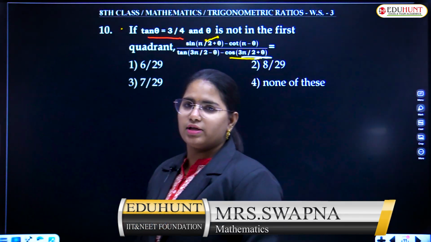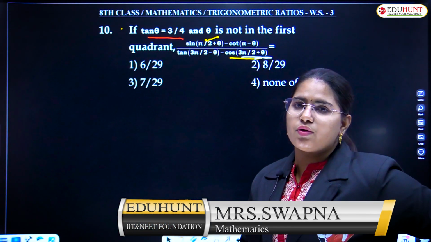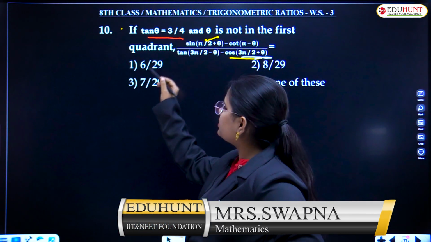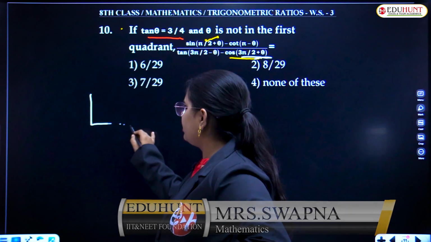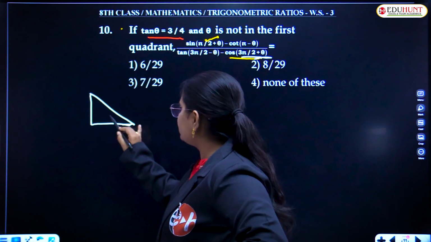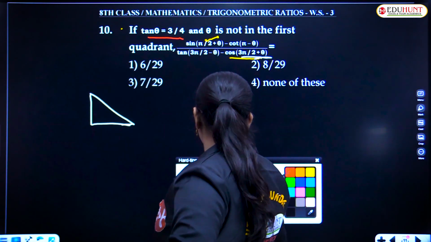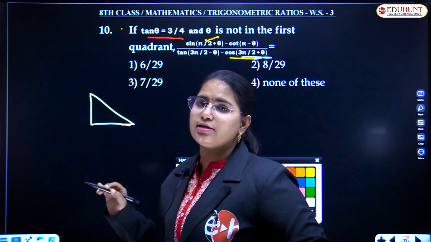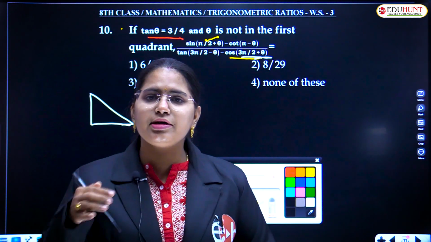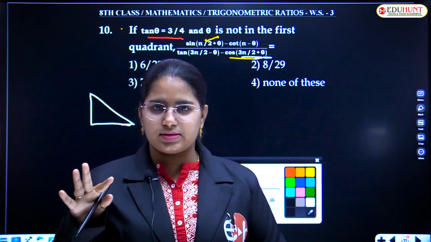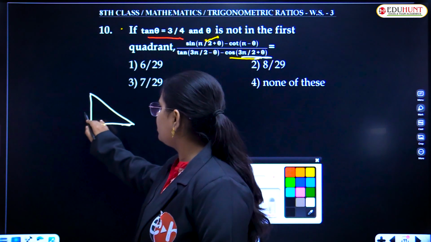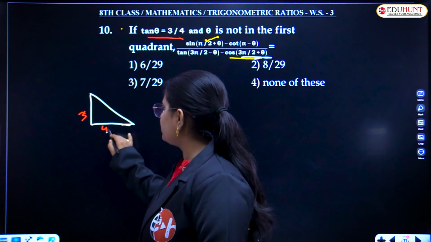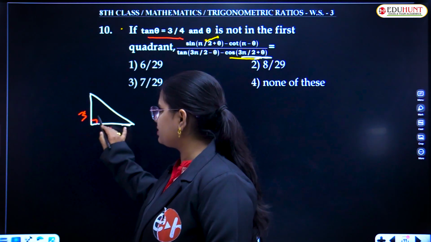Okay, so we'll get back to the 10th question. What is the 10th question? If tan theta is equal to 3 by 4. Let's get back to it. Tan theta is equal to 3 by 4. How do you define tan theta? It is opposite by adjacent side. Correct. So this is 3, right? And this is 4, opposite side to the adjacent side.